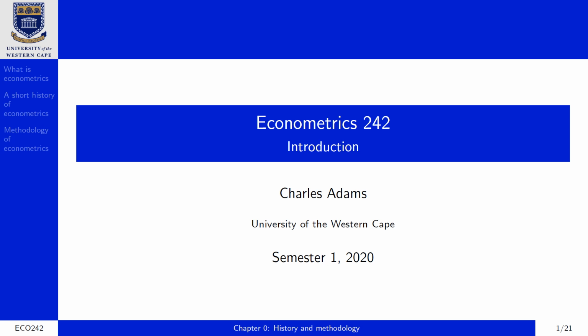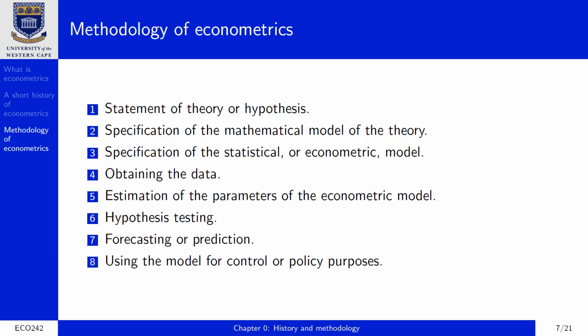Hi, in this video we'll be going through the 8-step methodology of econometrics from Gujarati and Porter's Basic Econometrics textbook. Now this is a very general framework proposed in the textbook. They call it the classical methodology of econometrics. It's not the case that all econometricians apply this strictly, and it's not meant to be prescriptive, but it's a very good framework for thinking about how good econometrics gets done.